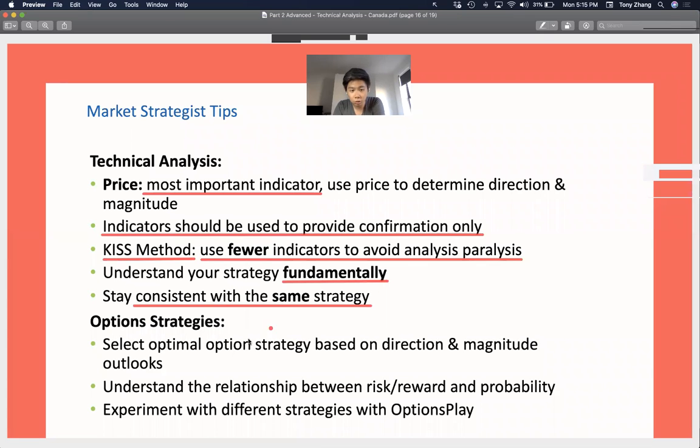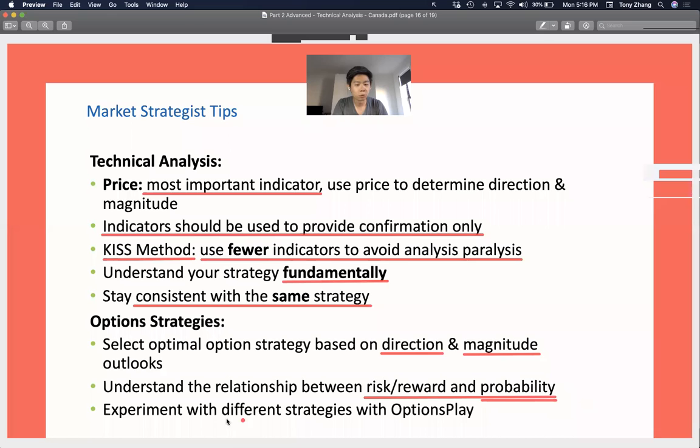And for the option strategies, make sure that you're selecting a strategy based on direction and magnitude. Magnitude is extremely important in selecting the right option strategy. And understand the relationship between risk and reward and probability. I see too many traders that simply optimize for one side of the equation. They only look at probability. They say, I only want to trade something with 80% probability. And they don't see the other half of the equation, which is that the strategy with 80% probability has a really terrible risk to reward ratio. If you understand it, then that's great. But I tend to find that most investors that just look for high probability are missing half the picture. So make sure you understand that relationship.